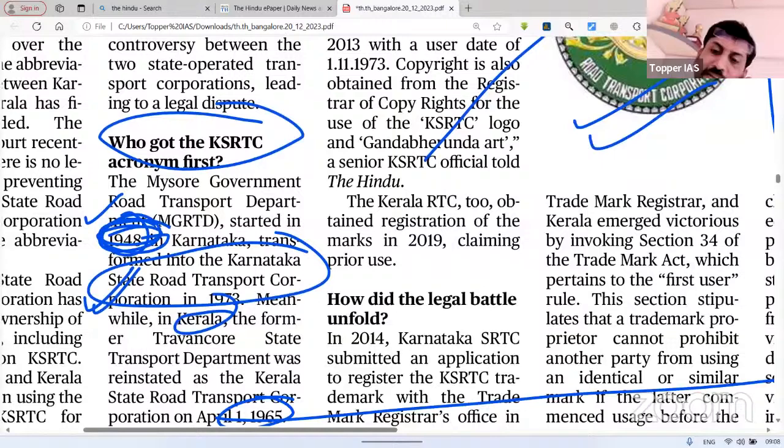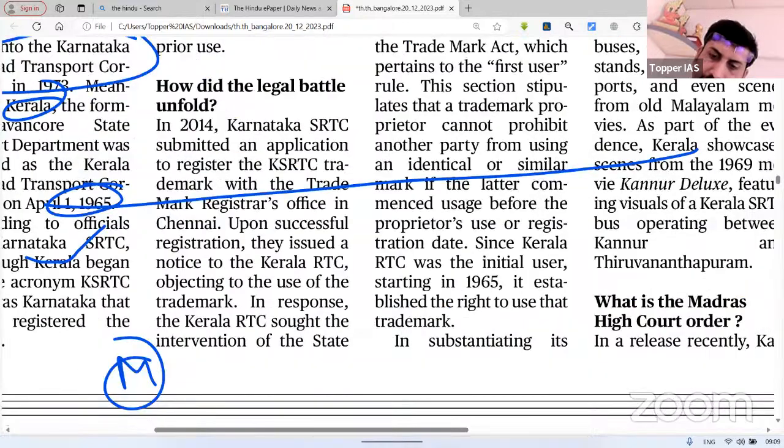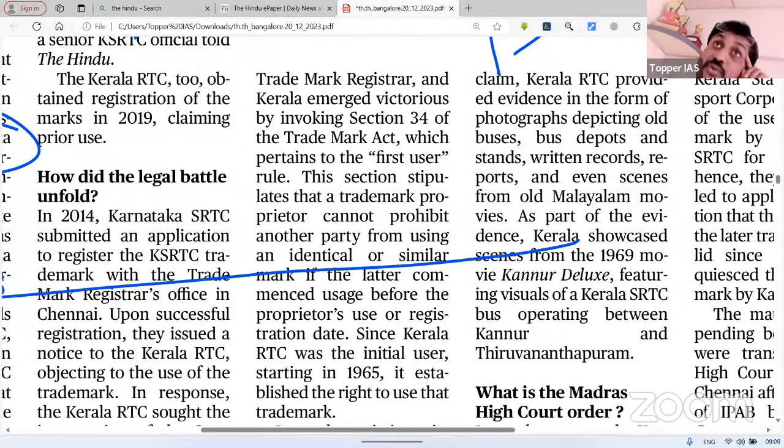But later Kerala actually applied. We were using it earlier, give it to us. So here it mentions, first, while registering the case, section 34 of the Trademark Act, which pertains to the first user rule. So this is also important.